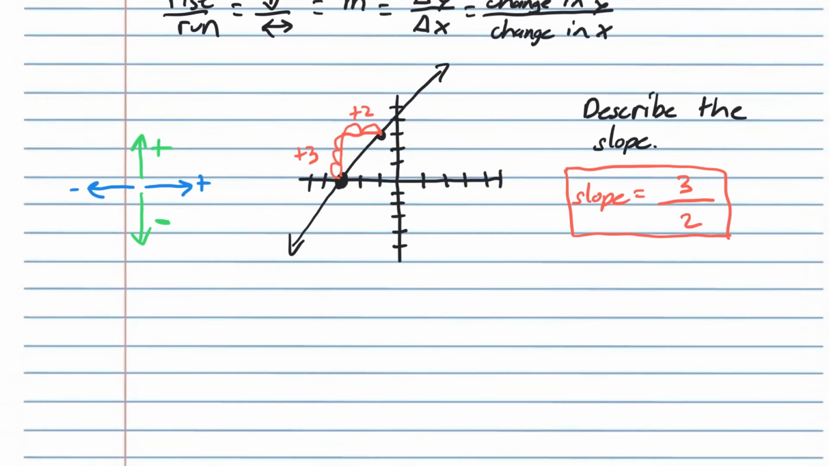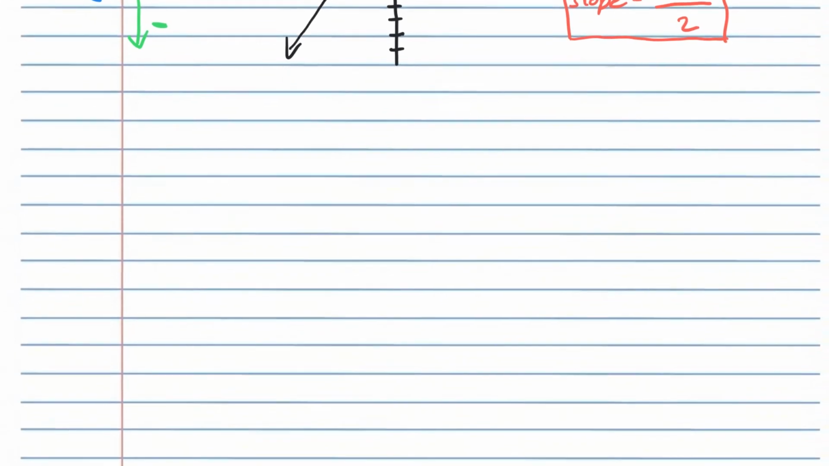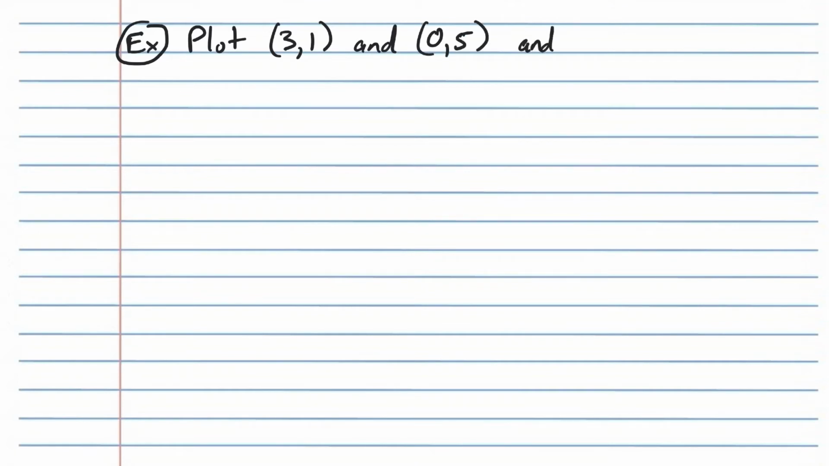This time, it's possible that they don't give you the complete graph. They could just say something like this. Plot (3, 1) and (0, 5) and determine the slope.